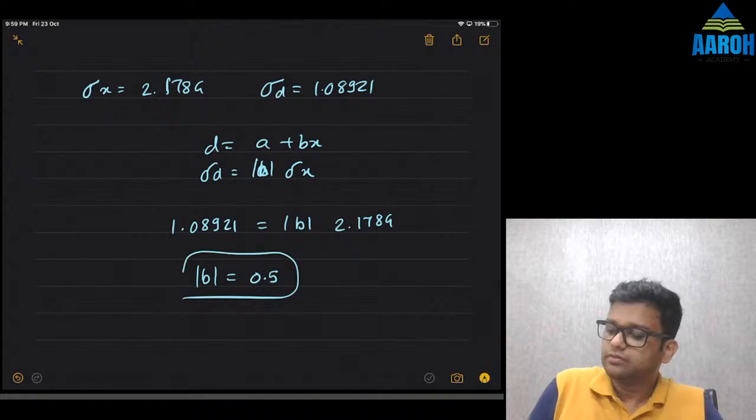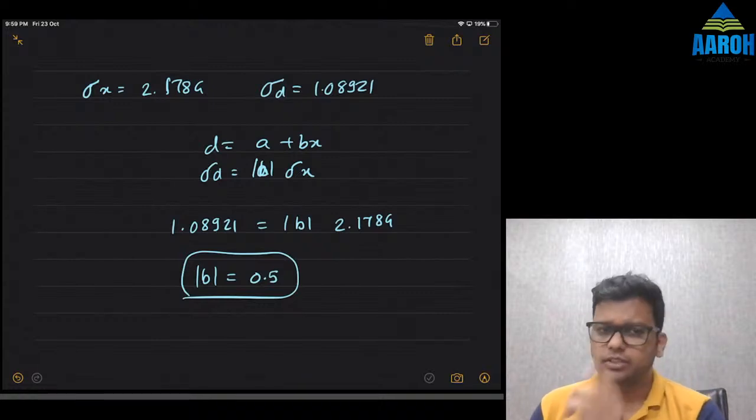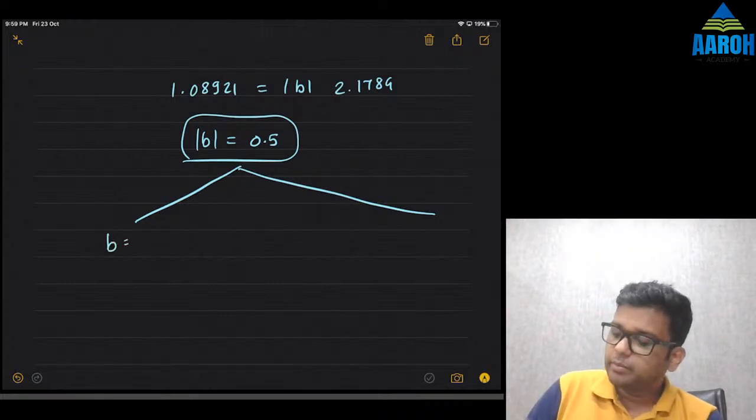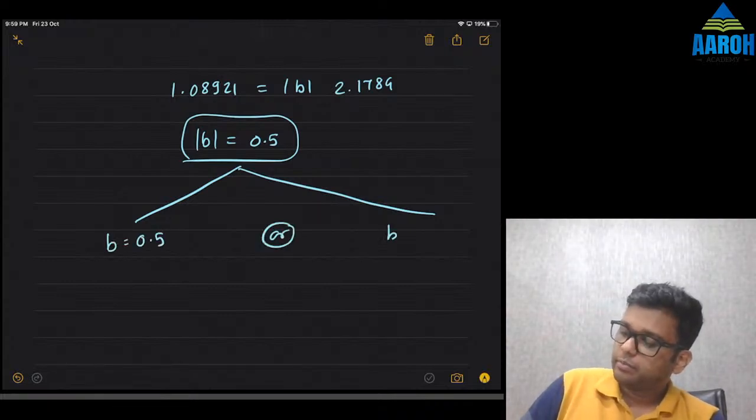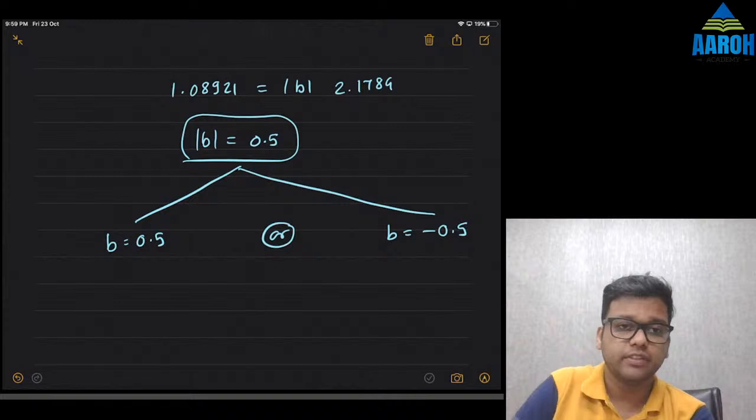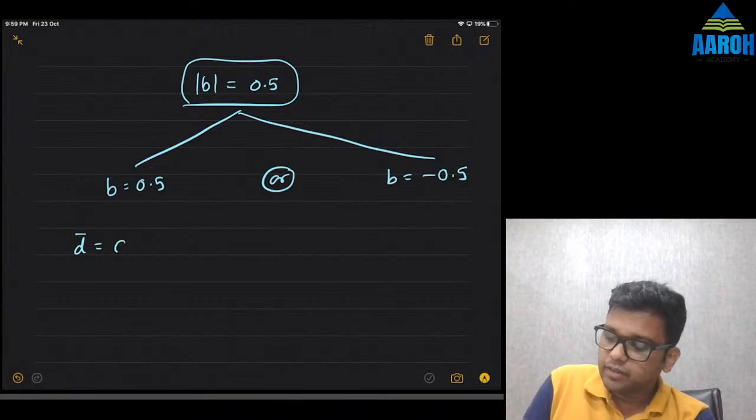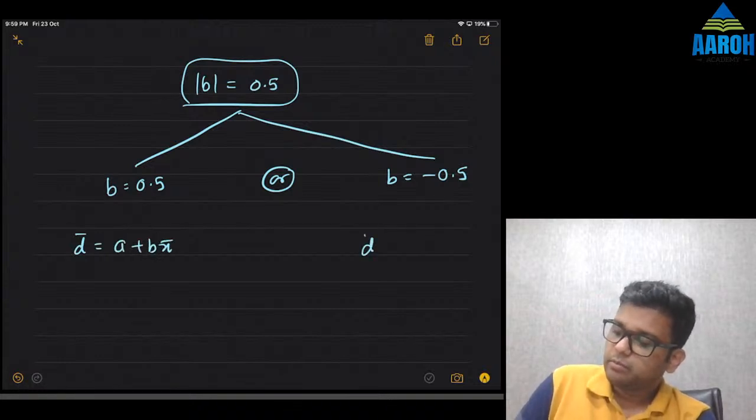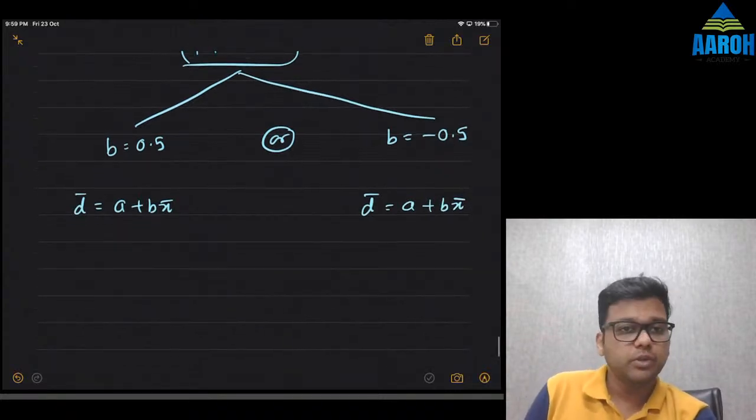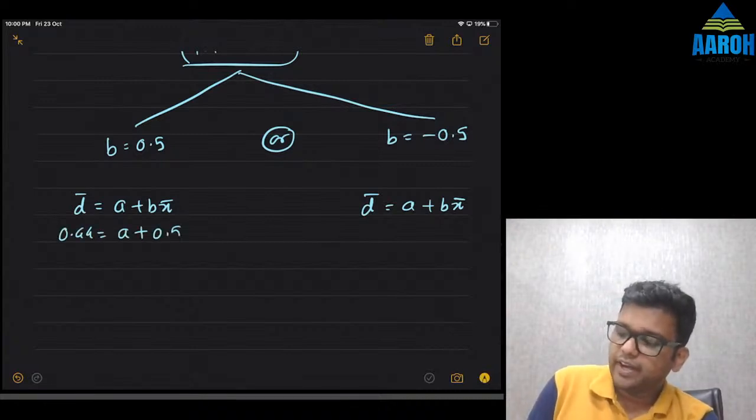Check. Now in the module they have solved this in the wrong way because they have taken only one possibility. But now if absolute value of b is 0.5, that means either b is 0.5 or b is minus 0.5, because absolute value is always positive, right? Now we can use mean to find a, because we know that d bar is equal to a plus b x bar, because mean is affected by both change of origin and change of scale. So d bar we know, x bar also we know. So 0.44 is equal to a plus 0.5 into x bar.